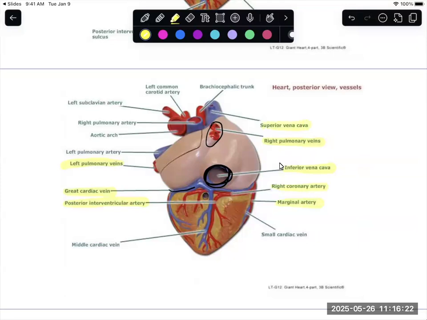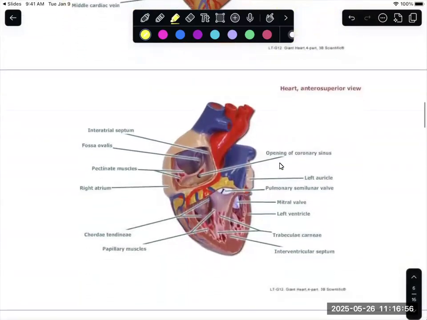We also see that superior vena cava right here. You've got that right pulmonary artery. That's blue. Pulmonary is for lungs, so it's going to the lungs to pick up oxygen. You also see that aortic arch. You also have that left pulmonary artery. You have that left subclavian, left common carotid, and right brachiocephalic trunk.